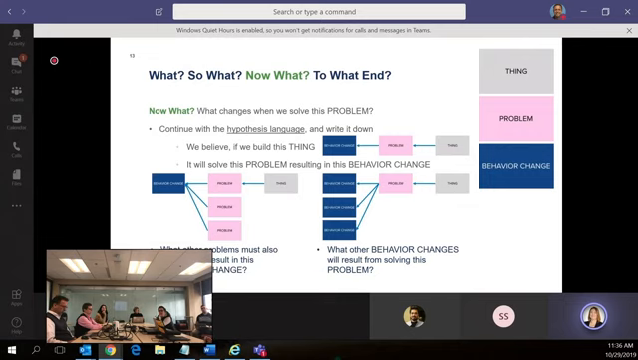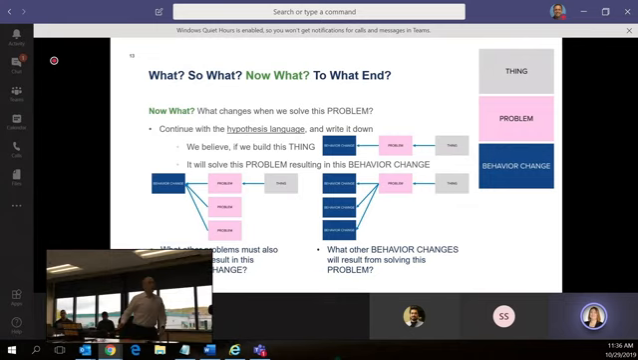Which pops up into the next question. So our hypothesis language: we believe if we build this thing, it'll solve this problem. But we actually know we need it to be a little bit more: solve this problem resulting in a behavior change. I don't want to solve problems that, yeah, it's a problem, but nothing's different. My ABO is less confused. They spend just as much time. They're not any more effective.